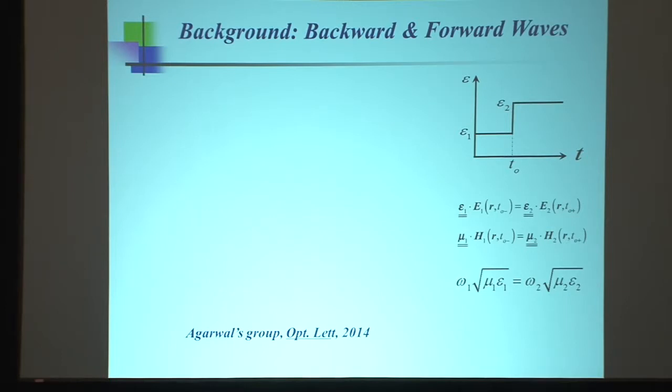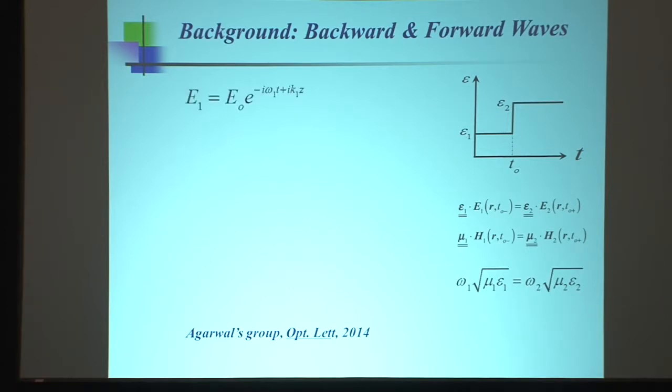Now, if I have a monochromatic wave propagating inside the medium, and at t equal to t naught, you rapidly change the permittivity, we just learned that the frequency of that will change, but the wavelength stays the same. But at the same time, that wave actually splits into 2 waves. One keeps going forward, the other one goes backward.